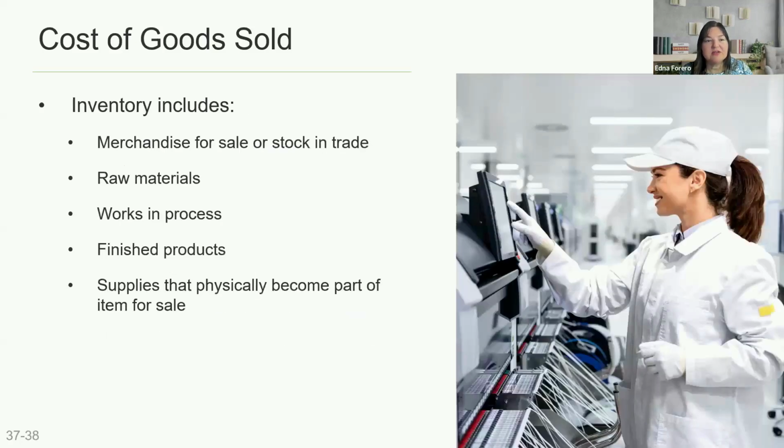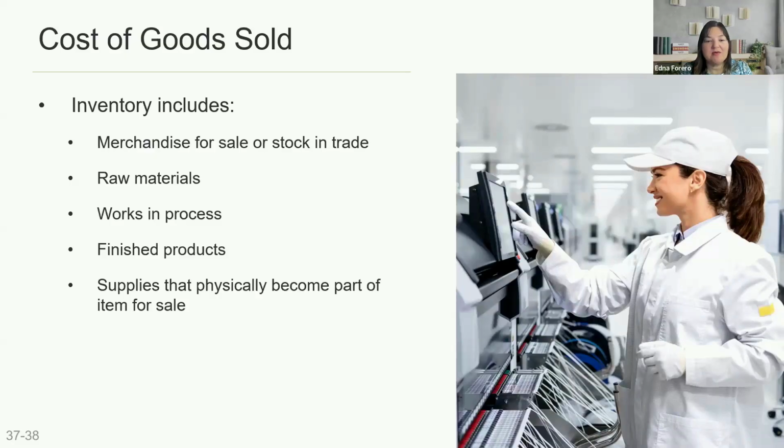All right. Cost of goods sold also includes merchandise that might be for sale or stock in trade. Might include raw materials. So if you're producing fabric items, you might have lots of fabric in your inventory, or you might have some items that are in process, right? You've started making some jackets, you've started making some items, but they're not finished yet. You also have some finished inventory that's on the rack ready to sell. And then you've got some supplies that become part of the item for sale. So you've purchased buttons, or you've purchased hangers, and they're all being used for that inventory to provide that finished product for you.